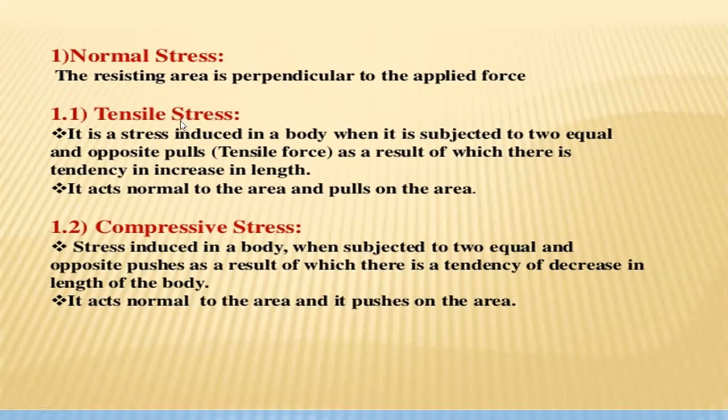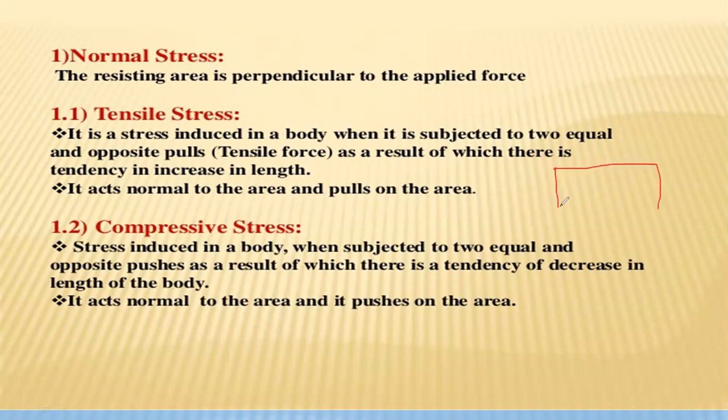When in this normal stress, we can see tensile stress and compressive stress. Tensile stress is a stress induced in your body when it is subjected to two equal and opposite pulls, as a result of which there is a tendency of increase in length. It acts on the area and pulls on the area. So what he told is tensile stress. What is the diagram of this tensile stress?